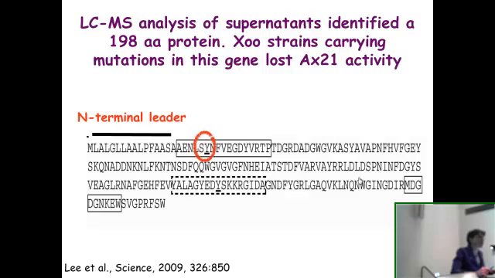So we carried out a biochemical assay, and I won't go into the assay, but someone in the lab developed that assay, and we were able to identify from HPLC fractions a protein that could trigger XA21-mediated immunity. And this was immediately very interesting to us. It carried this N-terminal leader, as we predicted, and it carried a tyrosine. And when we made mutations in this gene, the bacterial strains lost AX21 activity, so we knew we had the right gene. And the next question was, well, what is this tyrosine?